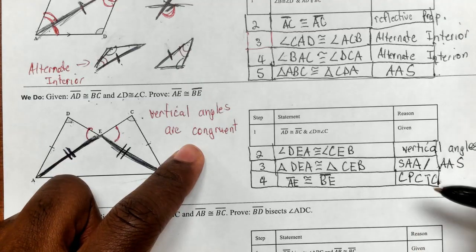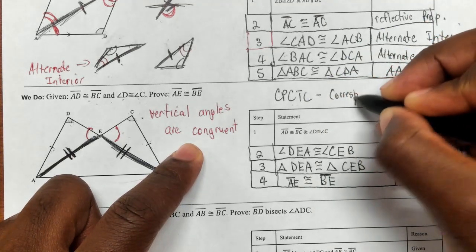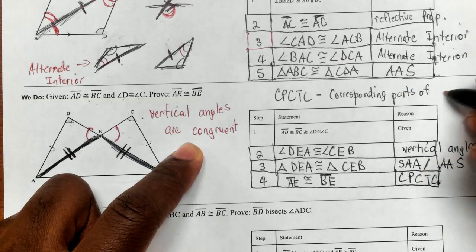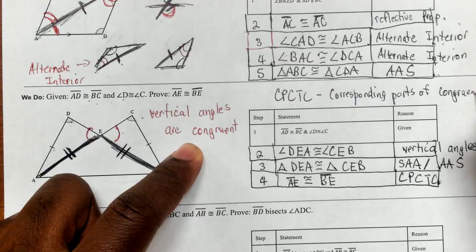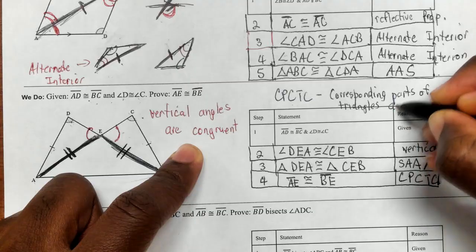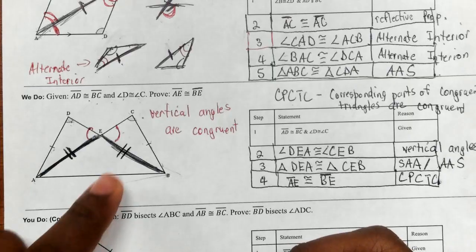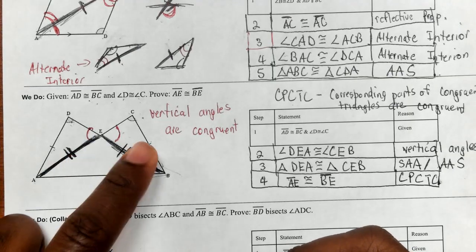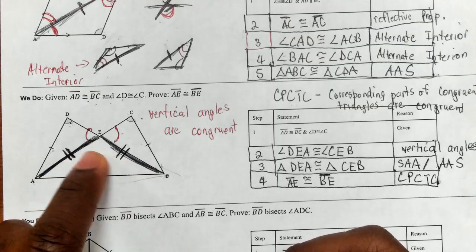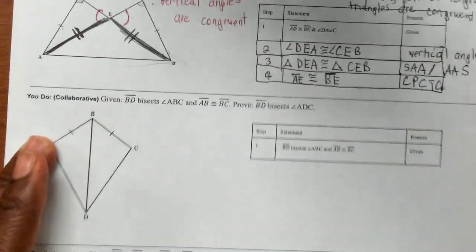Again, CPCTC means corresponding parts of congruent triangles are congruent. Essentially, if these two triangles are the same, that means this side and this side are the same, which means they are equivalent to one another. Again guys, just like that. So what about the next one?